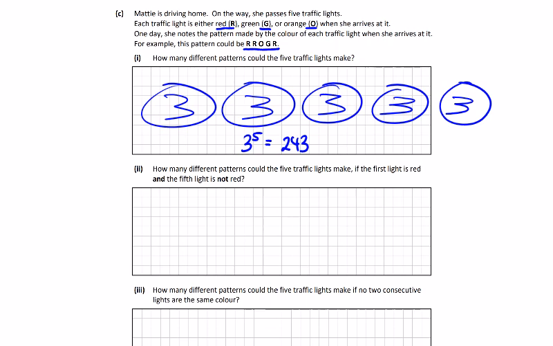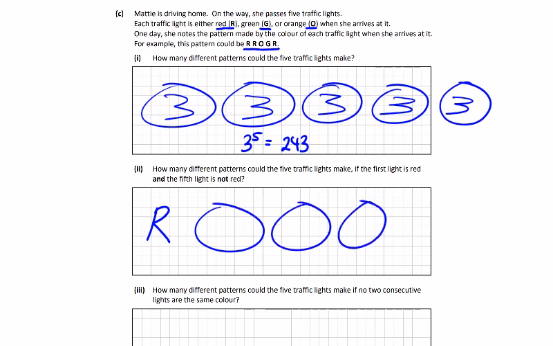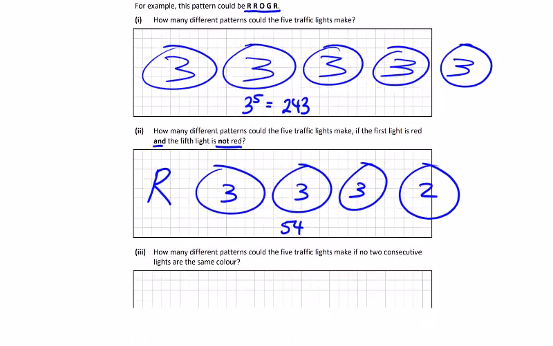How many different patterns could they make if the first one is red? So we have one option at the beginning. Then we have 1, 2, 3, 4. And the fifth is not red. 2 options, which leaves 3 everywhere else. 27 by 2 is 54.